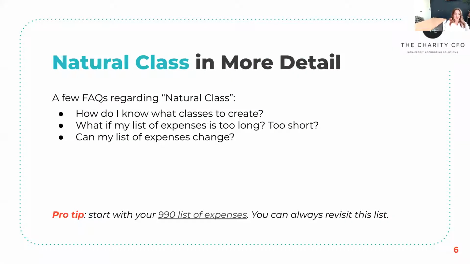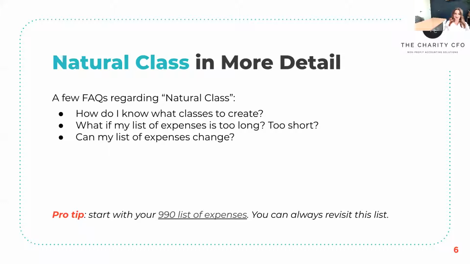So natural classes, though, a lot of questions are around, how do I know what classes to create? How do I group these expenses? What if my list of expenses is too long? Like, what if it doesn't fit in a natural class? Are my classes or my groupings too short? Like, should I expand them even longer? Really, there's no specific rule for you having too many classes, but I will give you a little tip here. Start with your 990 list of expenses, and I will see if I can open that up. Well, we're going to look at that a little bit later. So the 990 has very specific expenses that it wants you to list out. So the IRS cares about very specific expenses, and we'll show you what that looks like later.